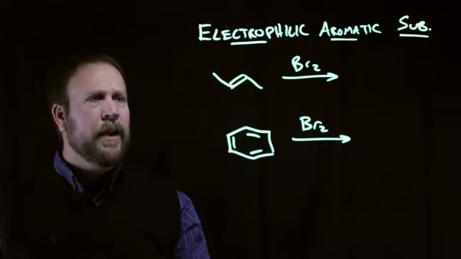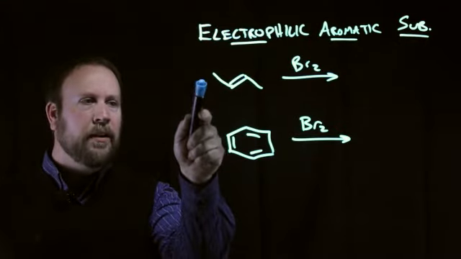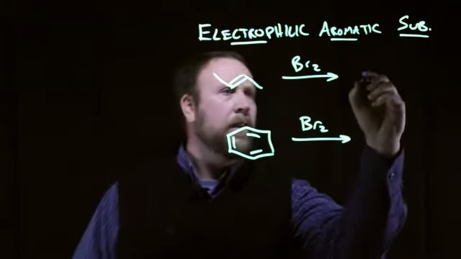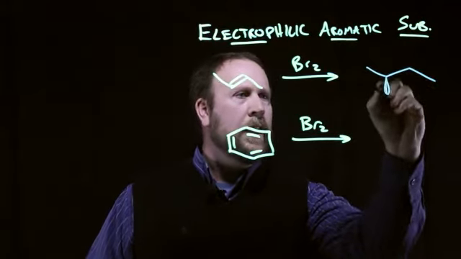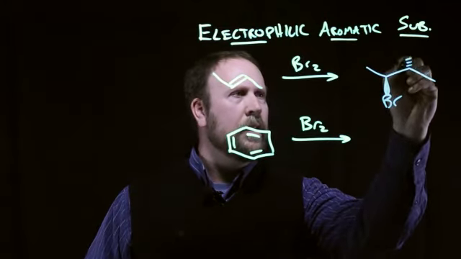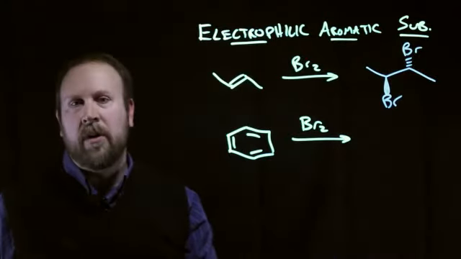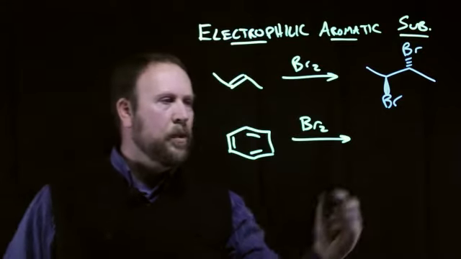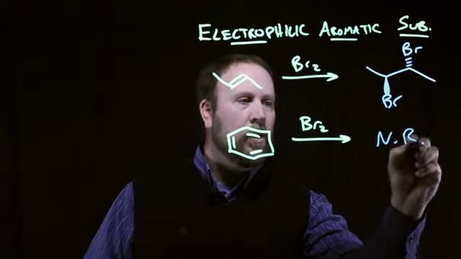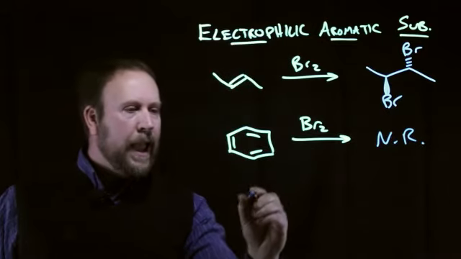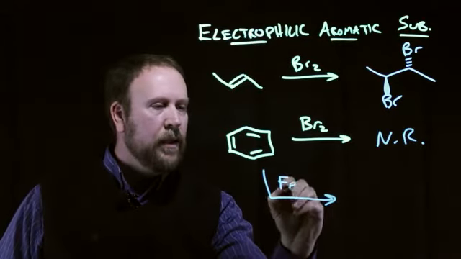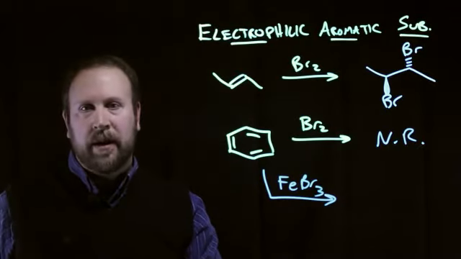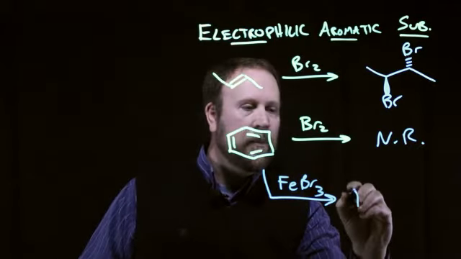So if we focus in on the reactivity difference between a typical alkene and an aromatic system, if we treat both of these with Br2, we know the alkene undergoes an addition reaction to add two bromines across that pi system. However, if we do the same reaction with benzene, we see no reaction. However, if we add to this system now a catalyst, iron tribromide, this activates our Br2, and we actually see some chemistry happen.